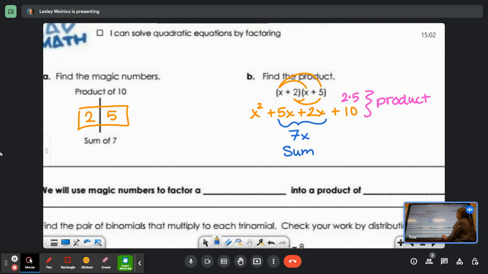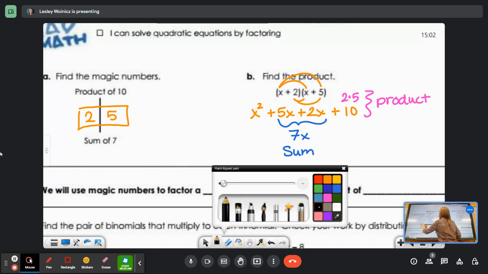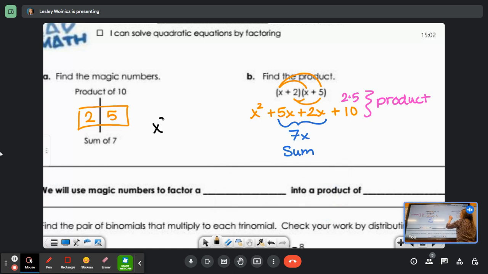Okay, so when I make my trinomial, x squared plus 7x plus 10, my c is my product, and my b, oops, I wrote c again. My b is my sum.